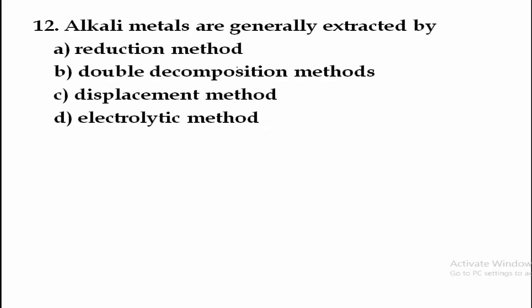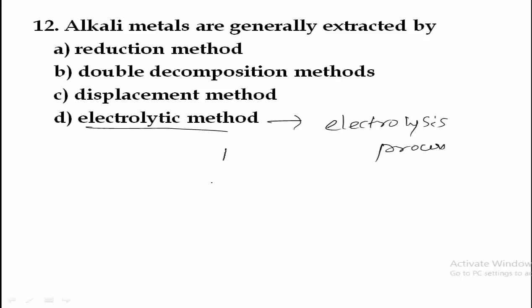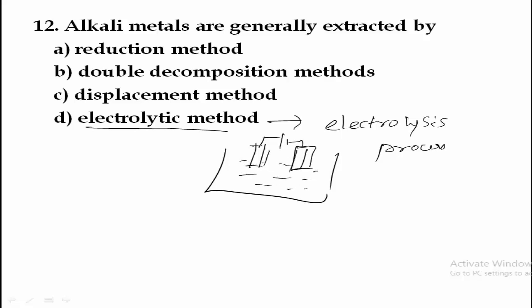12th one, alkali metals are generally extracted by. These alkali metals are highly electropositive elements. So due to highly electropositive nature, they are usually prepared by electrolytic method. Electrolytic method means they will carry out the electrolysis process. So simply they will take an aqueous solution or the solution in molten state, and then they will pass the electric current. Then the element will decompose at the respective electrodes. This is said to be electrolytic method. So option D is the right answer.